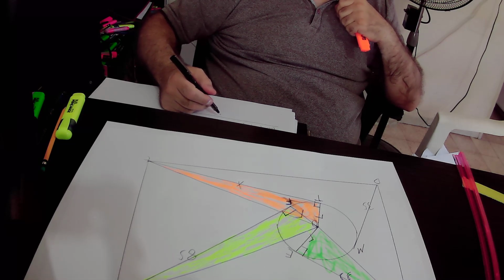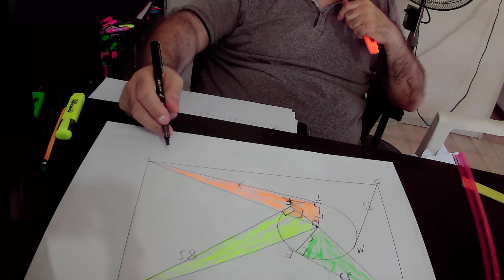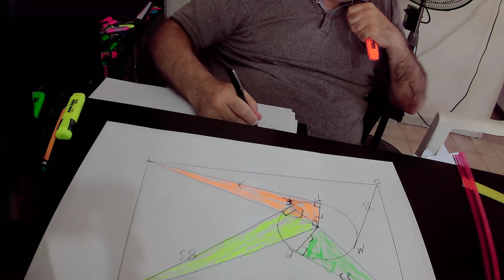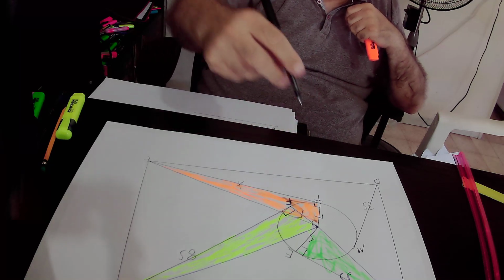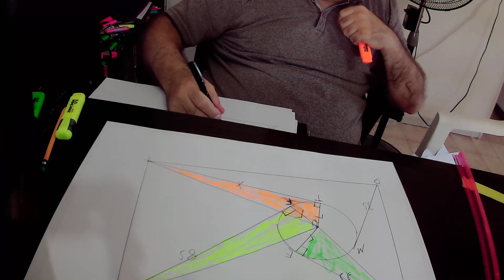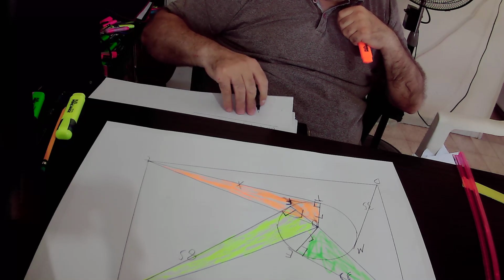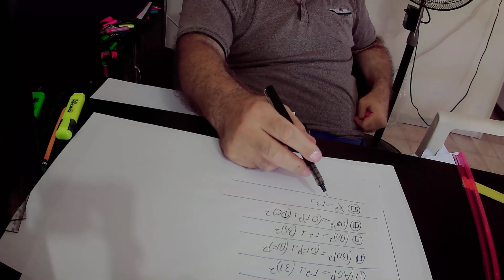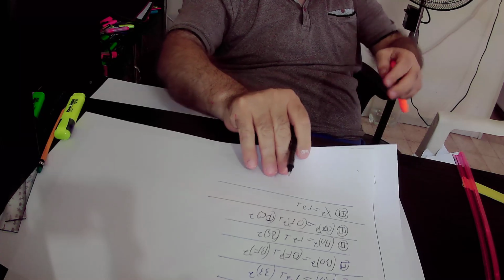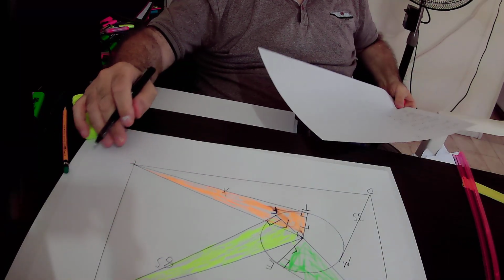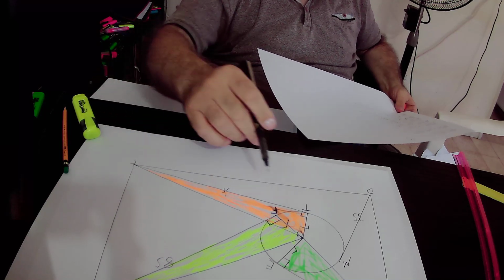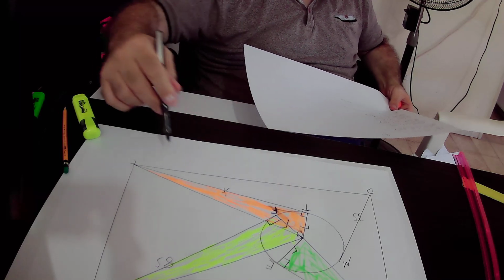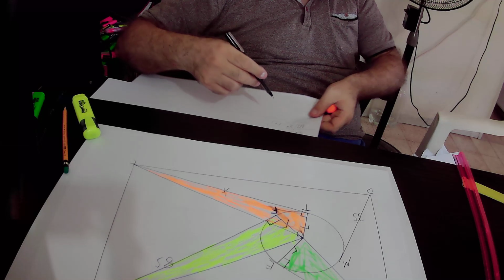Actually here the hypotenuse is CO, so according to the Pythagoras theorem we get that CO squared equals OT squared plus TC squared. Repeat again. According to the Pythagoras theorem in the orange triangle, the hypotenuse is CO, therefore the square of the hypotenuse is CO squared, that is equal to OT squared plus CT squared.